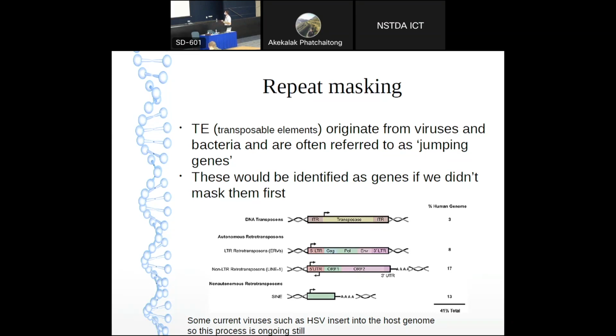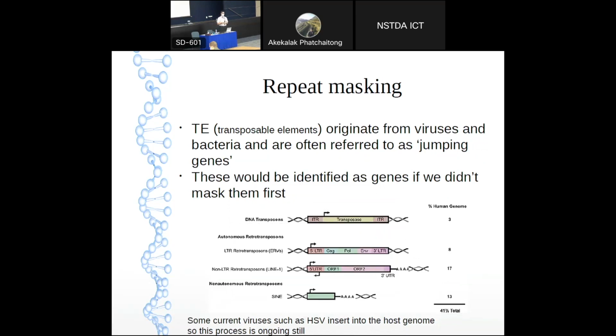So here we can see a transposon, a long terminal repeat transposon, a non-LTR retrotransposon, and this is another kind of transposon. There are even some viruses that are still currently doing this, such as the herpes simplex virus, which inserts itself into the host genome. So transposable elements is a process that's still ongoing.